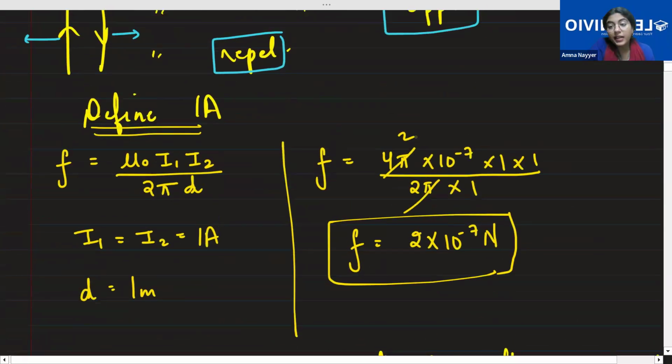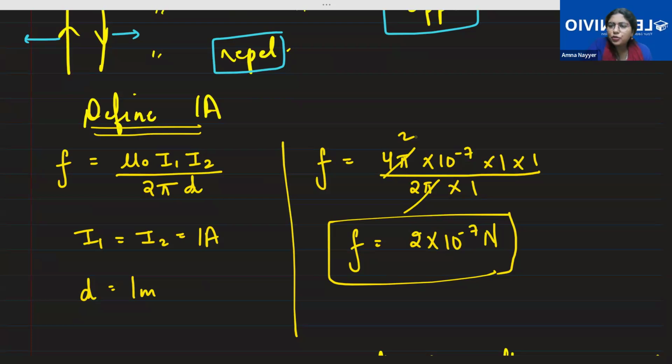Now a question comes: define 1 ampere in terms of the force between two parallel wires. Usually when 1 ampere has to be defined, you have to write the content from your current electricity part. What is 1 ampere? When 1 coulomb of charge flows through the cross section of a wire in 1 second. But when it is asked from this chapter, force per unit length is equal to mu naught I1 I2 by 2 pi d, where I1 and I2 are equal to each other, equal to 1.